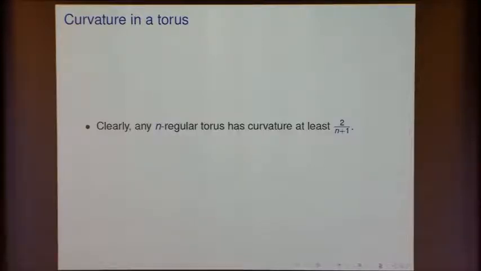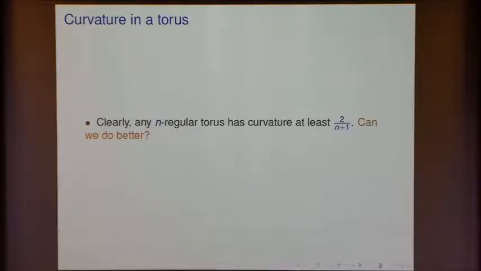So what about tori? Obviously the same argument also holds for a torus, and the curvature is at least this, but maybe in some cases we can have more. So can we do better? Curvature is a local notion, so we want local constraints. If we have local constraints in our codes, we will get better bounds on the curvature.